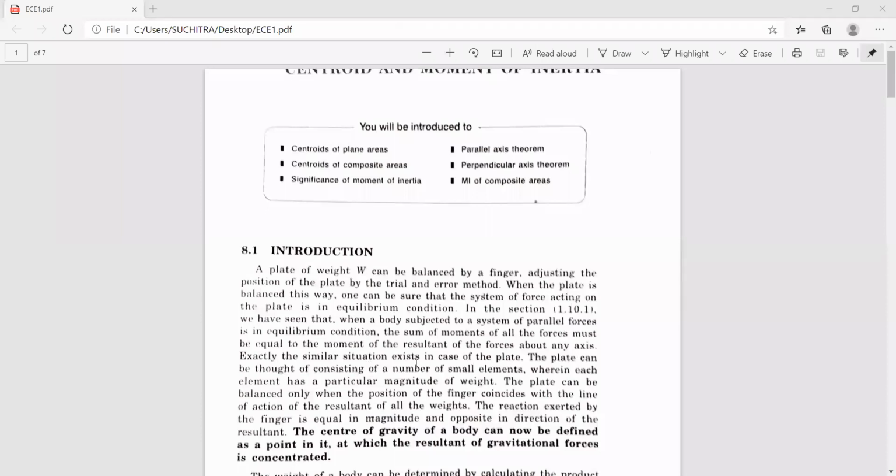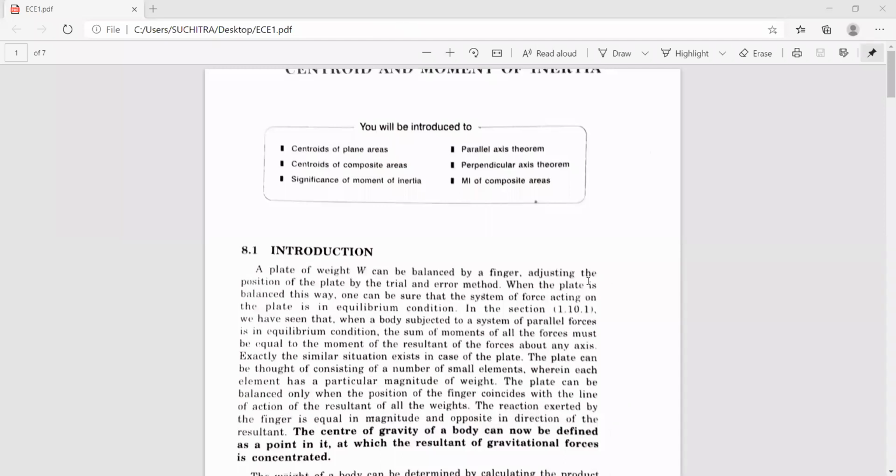Exactly the similar situation exists in the case of a plate. The plate can be thought of as consisting of a number of small elements, wherein each element has a particular magnitude of weight, and the plate can be balanced only when the position of the finger coincides with the line of action of the resultant of all the weights.